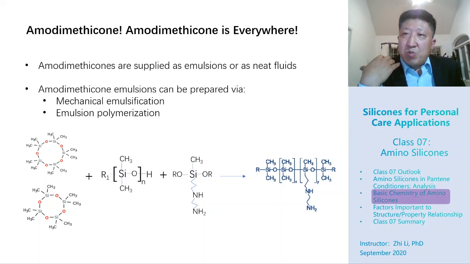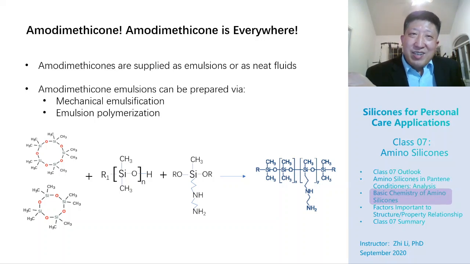Most of the amodimethicones, actually, to my best knowledge, are supplied in emulsion form, anywhere from 30 to 60% silicone content. The emulsifier could be cationic, or cationic plus non-ionic, or just pure non-ionic emulsifiers. There are even cases of anionic emulsified amodimethicone. Not many are sold in neat fluid.